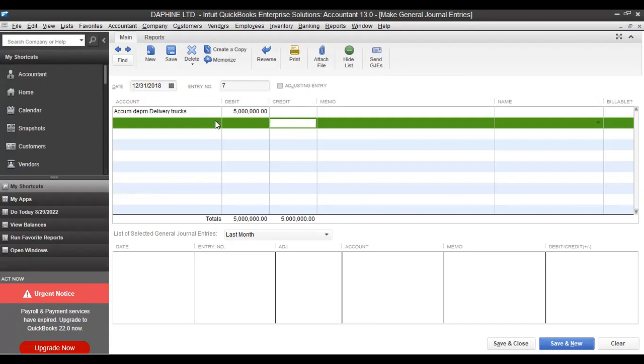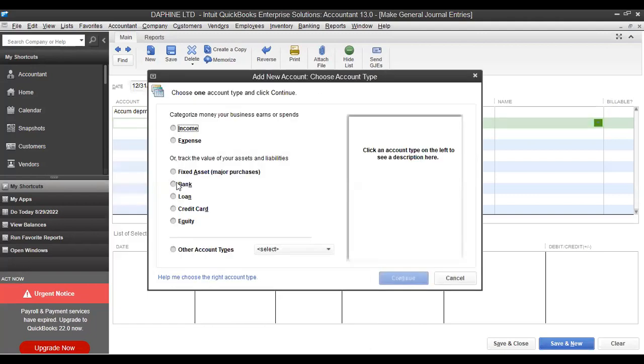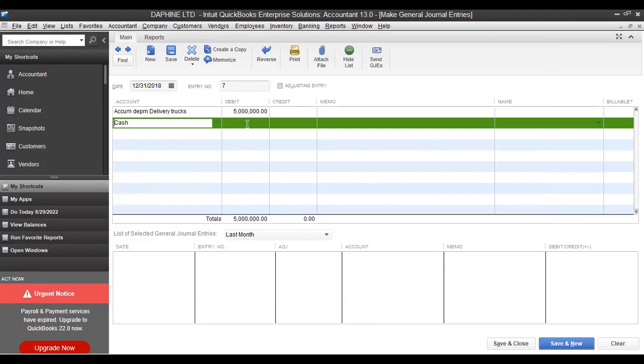We're still debiting. So you debit cash and bank. Where is cash? I don't have cash here. Let me add it. Cash, which is under banking, under bank, continue. Then you say cash. Then you say close. Okay, we got 2.5.